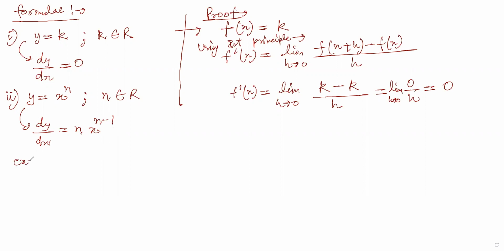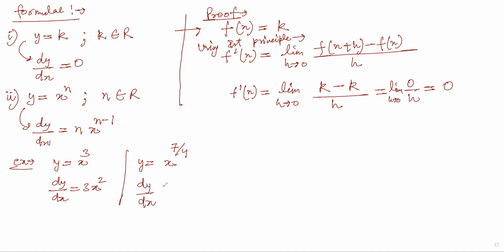So for example, let's first understand the formula. For example, you have y is equal to x cube, right? So dy by dx would be: take 3 outside and write the power decreased by 1. So 3x square. So if you have y is equal to x to the power 100 or x to the power 7, or let's say x to the power 7 by 4. Now you know this power is constant, x to the power 7 by 4, then its differentiation would be: take the power outside. So 7 by 4, x to the power 7 by 4 minus 1. Decrease the power by 1. Now when you solve it, you will get 3 by 4. So the answer would be this. This is how the formula works, right?